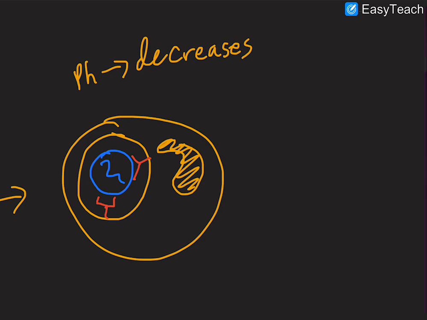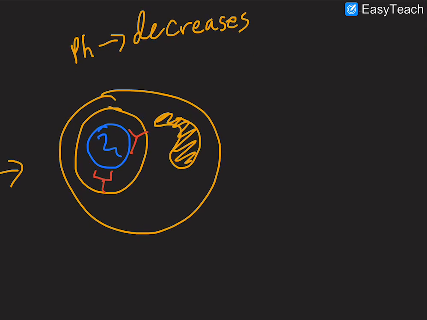Once the pH decreases, we can activate certain proteases or cathepsins. These are just proteins that will help degrade the capsid of the virus or the envelope of the virus. Once that happens, let's erase this covering to show that we have now degraded the capsid or the envelope. Now the single-stranded RNA is exposed to the toll-like receptors.